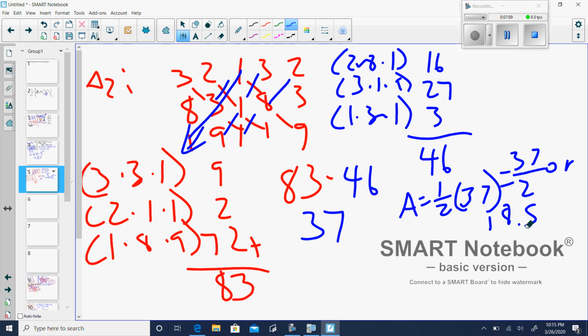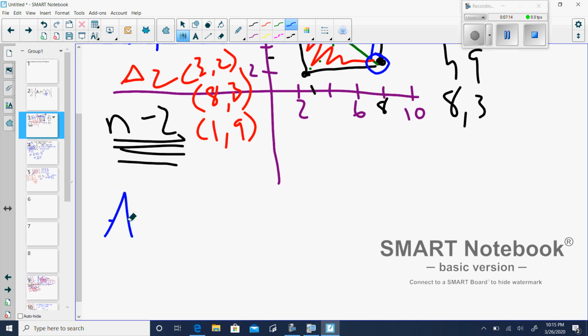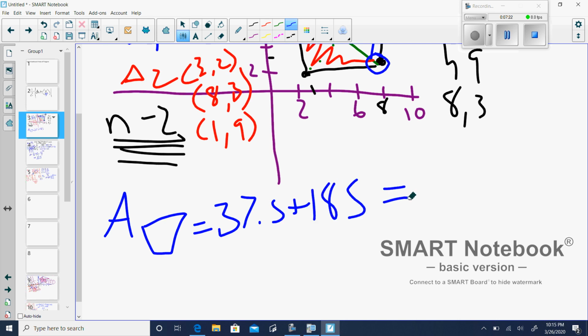All right, so the area of our polygon is 37.5 square units plus 18.5 square units, so 56 square units.